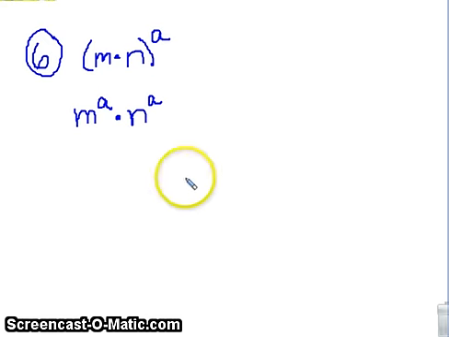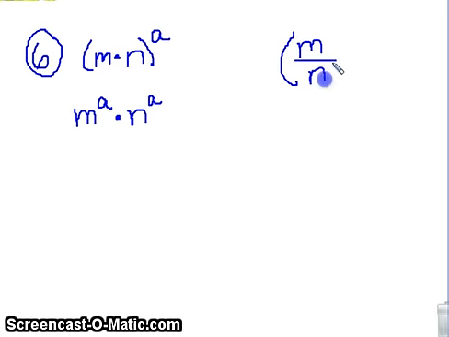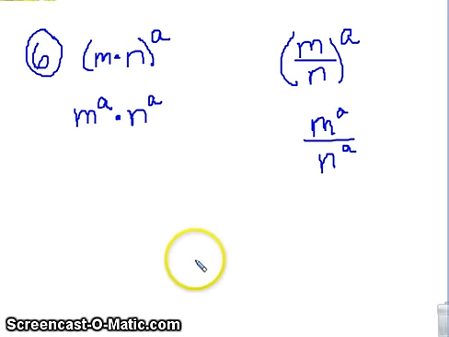Just means that we're going to distribute the a to everything. If I have m divided by n to the a power, then I get m to the a in my numerator and n to the a in my denominator. Once again, distributing that exponent to the numerator and to the denominator, to both terms.